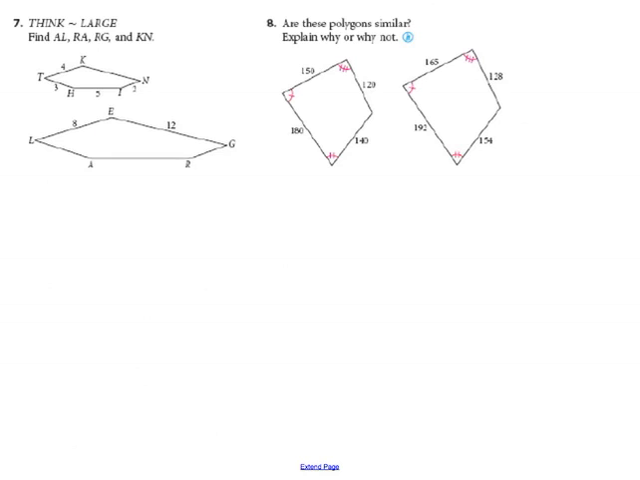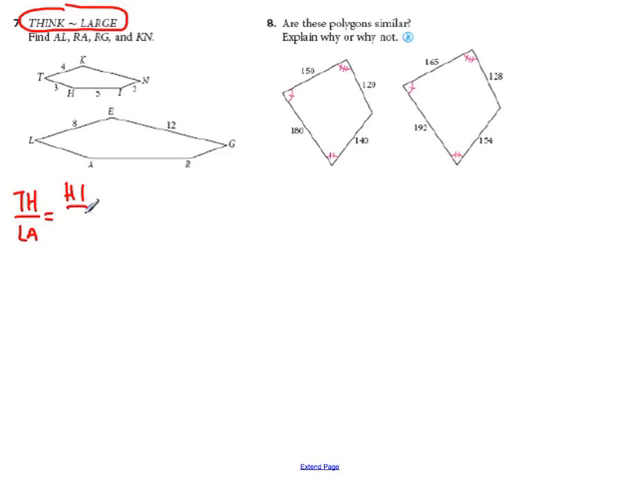What we have here is a similarity statement. It says THINK is similar to LARGE. What that means is that we can set up something called a statement of proportionality. I have basically the idea that TH, the first two letters here, are going to be similar to the first two letters there, LA.